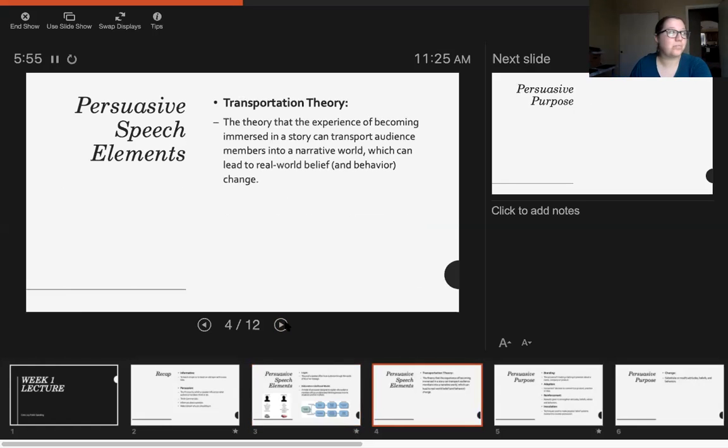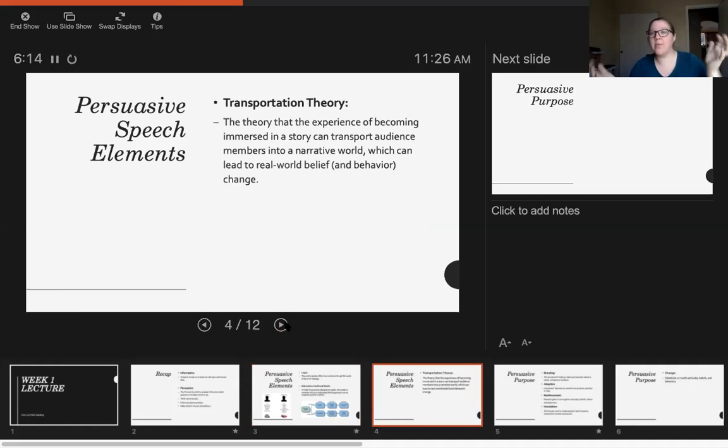So, this is another theory. It's called transportation theory. It's a theory that the experience of becoming immersed in a story can transport an audience into a narrative world, which can lead to real world belief and or behavior change.